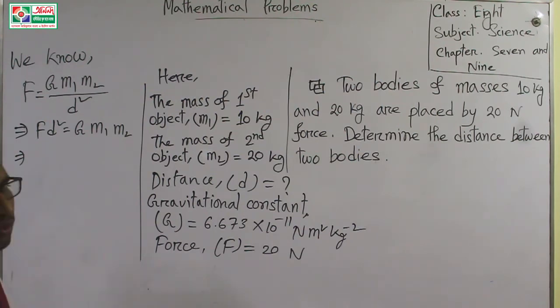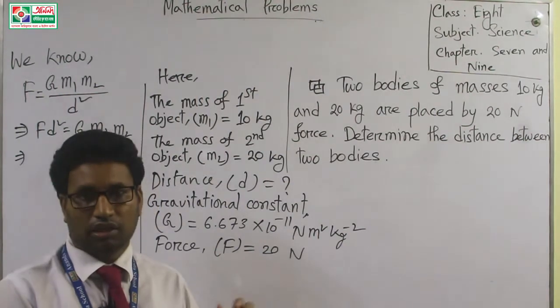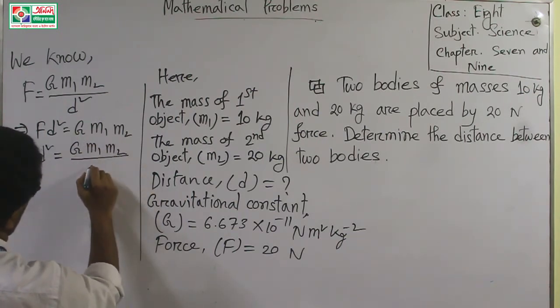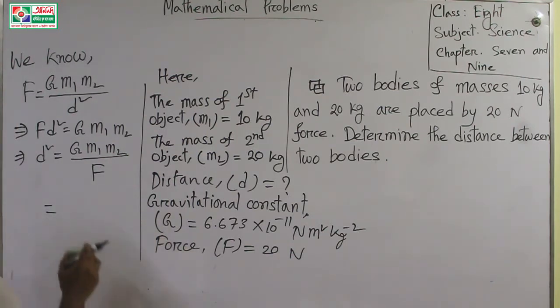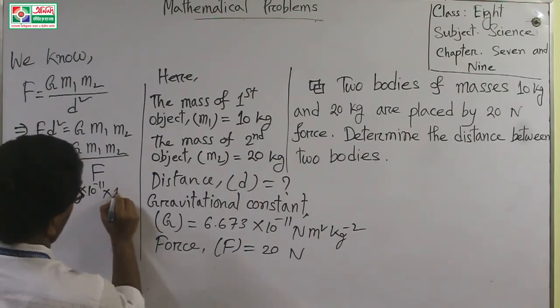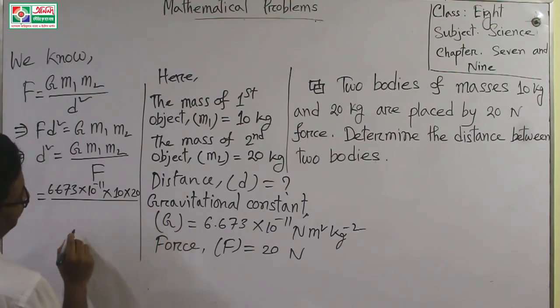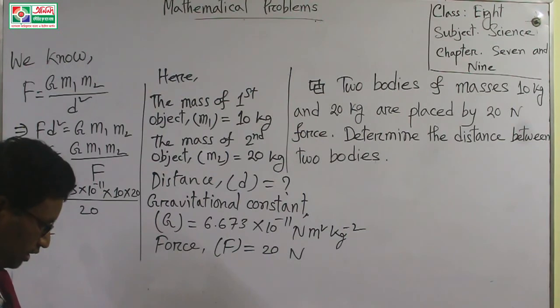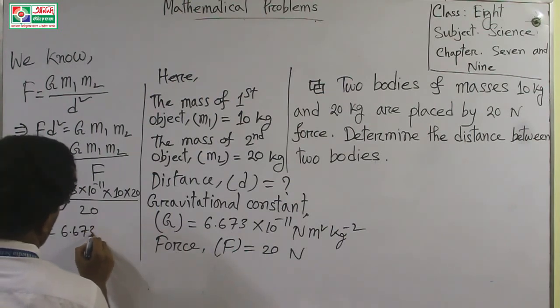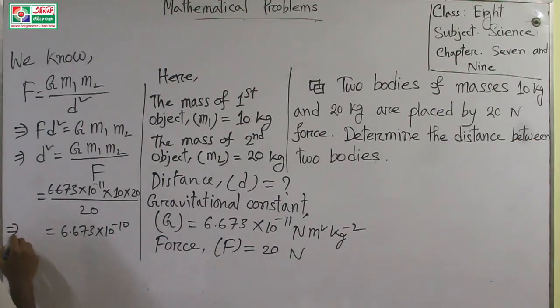So F I will go in the right side. So capital G m1 m2 divided by F, we will easily find out this value, 6.673 into 10 to the power minus 11, m1 10, m2 20, divided by F 20. 6.673 into 10 to the power minus 11 into 10 into 20 divided by 20, that is 6.673 into 10 to the power minus 10. This is the value of d square.